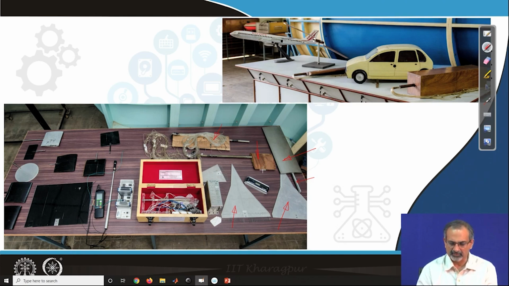Several other models and measurement instrumentation are visible, and that gives you an idea of how models look, how models need to be designed, and also you have to put in a lot of thought in deciding how to mount them appropriately in the test section of the wind tunnel.